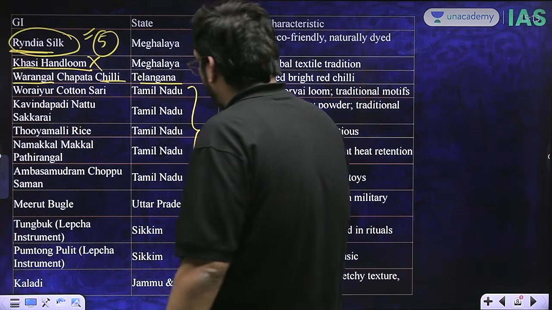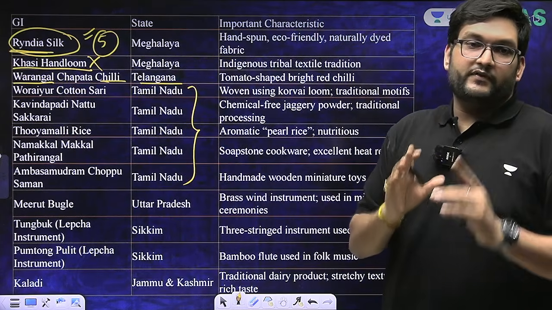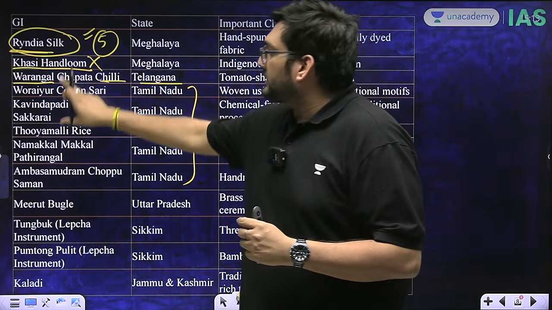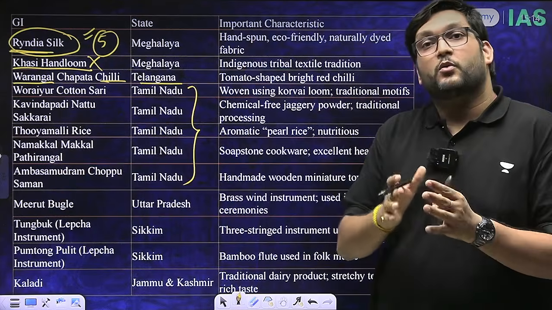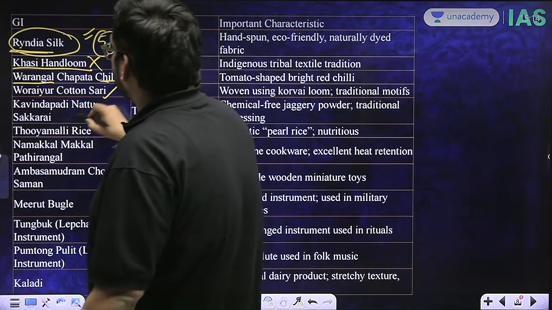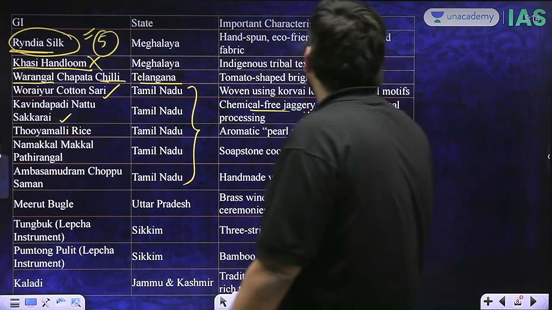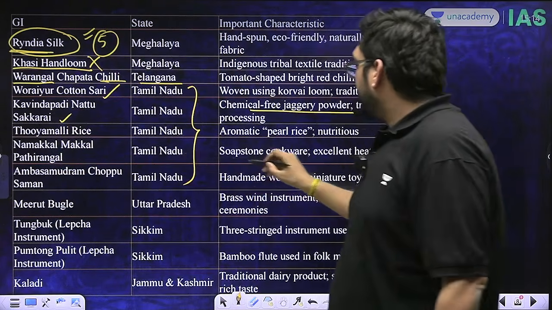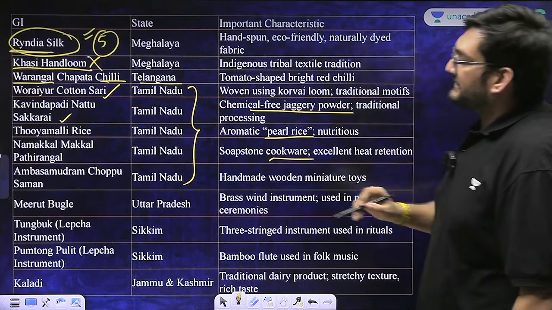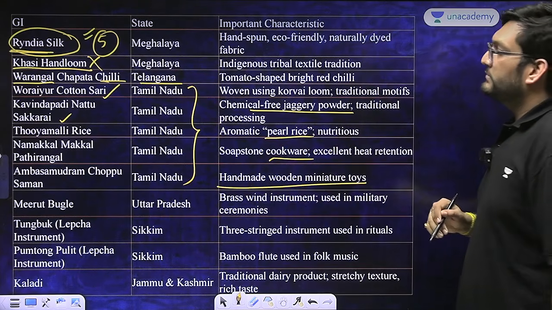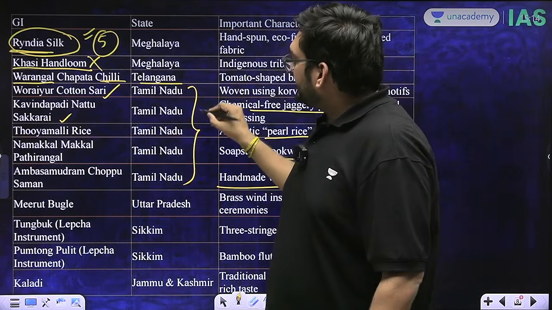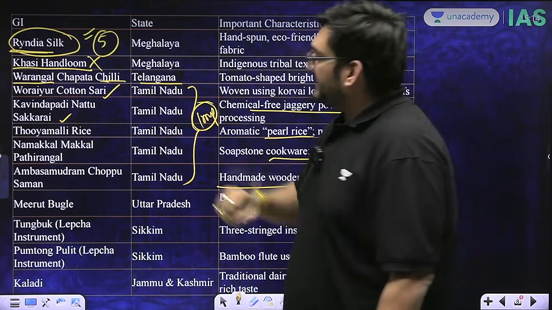Then we have a whole set for Tamil Nadu. This is a difficult set because you may not know the terms and you may not per se know what they mean. So cotton sari, the concept of a jaggery powder, then one form of cookware, the rice itself which comes out, and handloom miniature toys. All this is an important list to remember, can come in the examination.